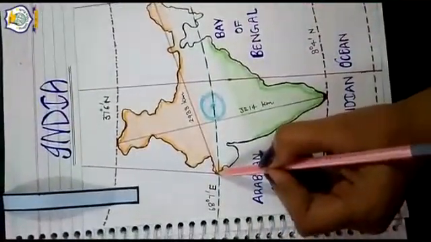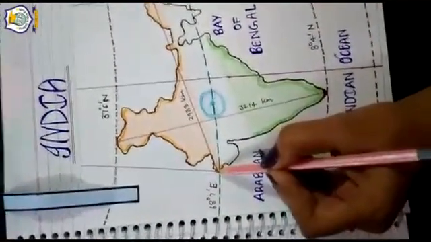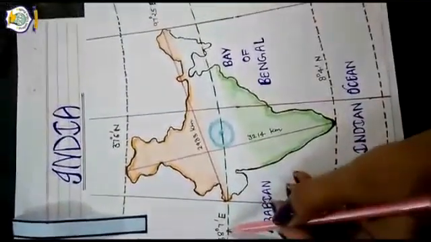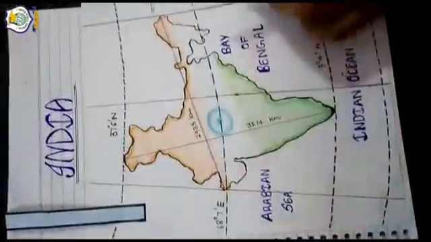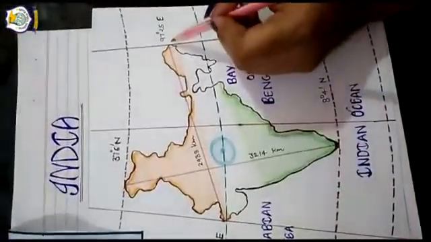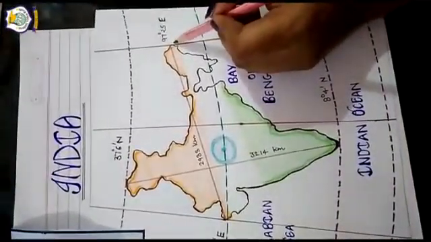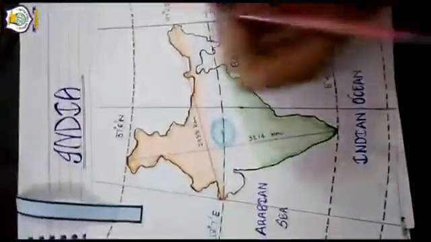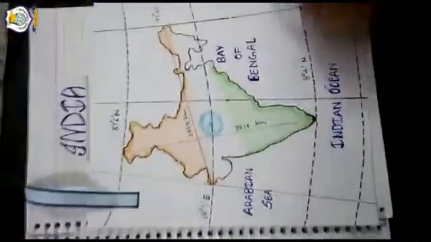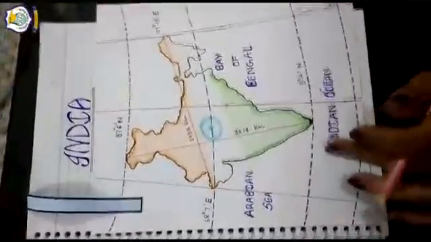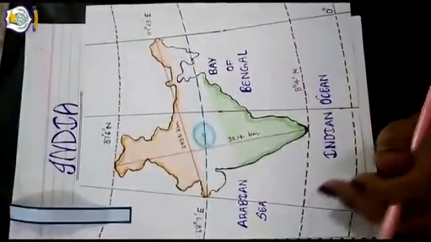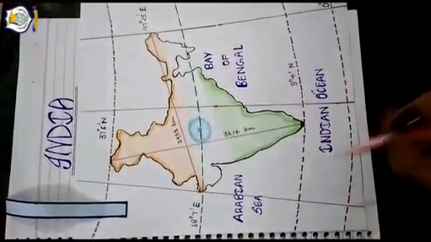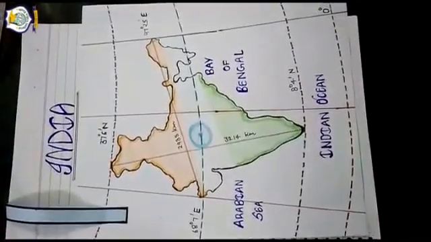Now we will see the longitudinal extent of India. The westernmost point, that is Gujarat, is at 68 degrees 7 minutes east, and the easternmost point, that is Arunachal Pradesh, is at 97 degrees 25 minutes east. So this is the latitudinal and longitudinal extent of India. The next topic we will discuss in the next lecture.